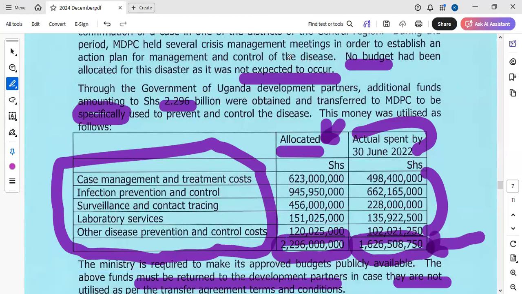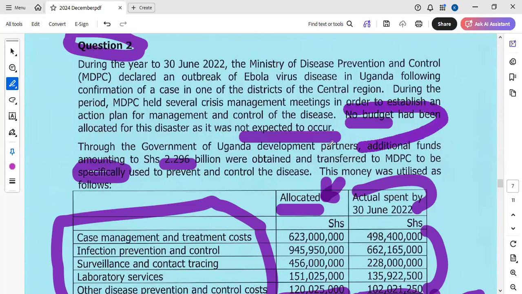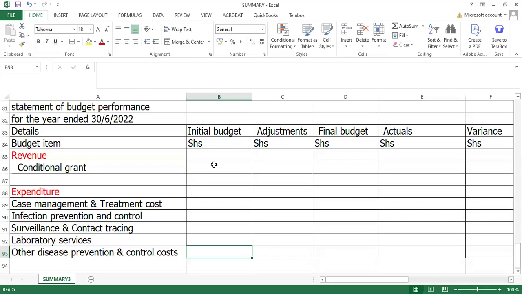When you look at the way the question is designed, we simply have the amount that was allocated. Initially, we had no budget for these items. Even for the conditional grant, there was no initial budget. But during the year, you received the grant. The grant was how much? You received the money. It was how much?